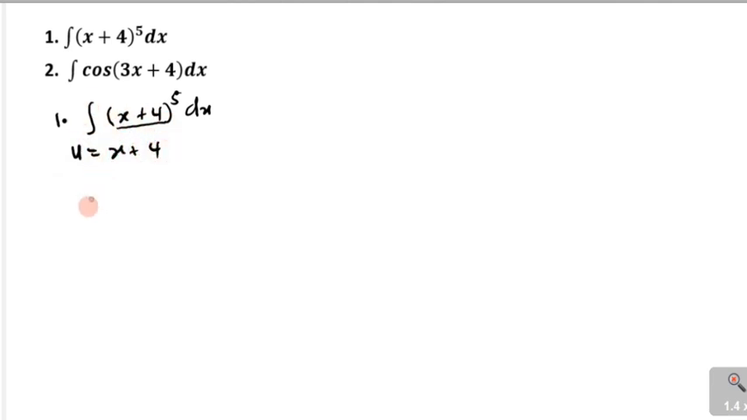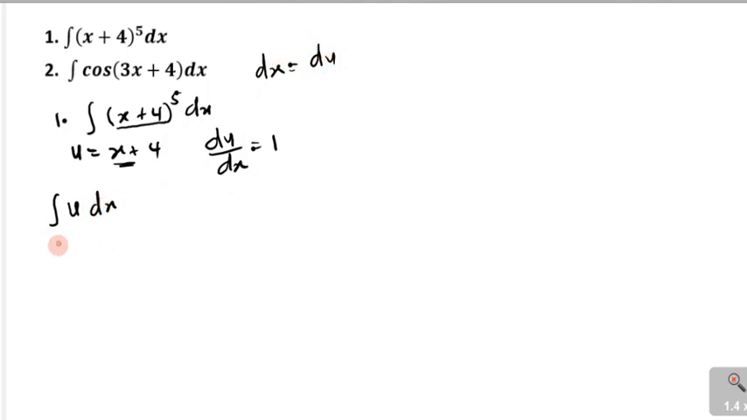So from here, my integral will look like this: integral of u dx. What you have to do from here is differentiate u with respect to x. So du/dx would be equal to, when you differentiate this, you're going to get 1, and when you differentiate 4, which is a constant, you're going to get 0. So from here, you make dx the subject of the formula. You can see that dx is equal to 1 times du. So in this part here, we're going to replace the dx with du.